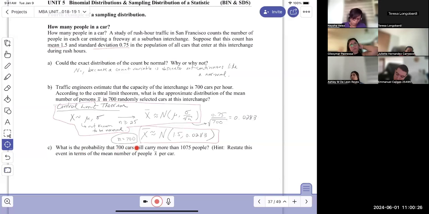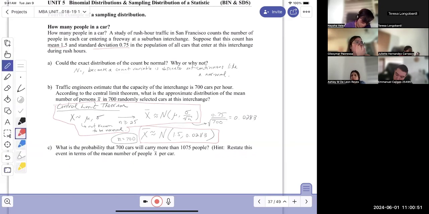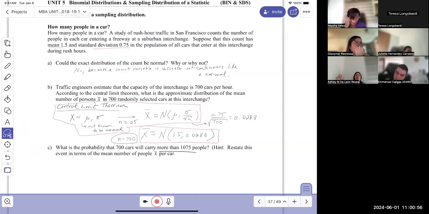What is the probability that more than 700 cars will carry more than, what did I say? That's not what it said. What is the probability that 700 cars will carry more than 1,075 people? So here's a hint, and this is similar to the one we just did with the bags of chips. Restate this event in terms of the mean number of people in a car. So this statement here, I'll just write it out.